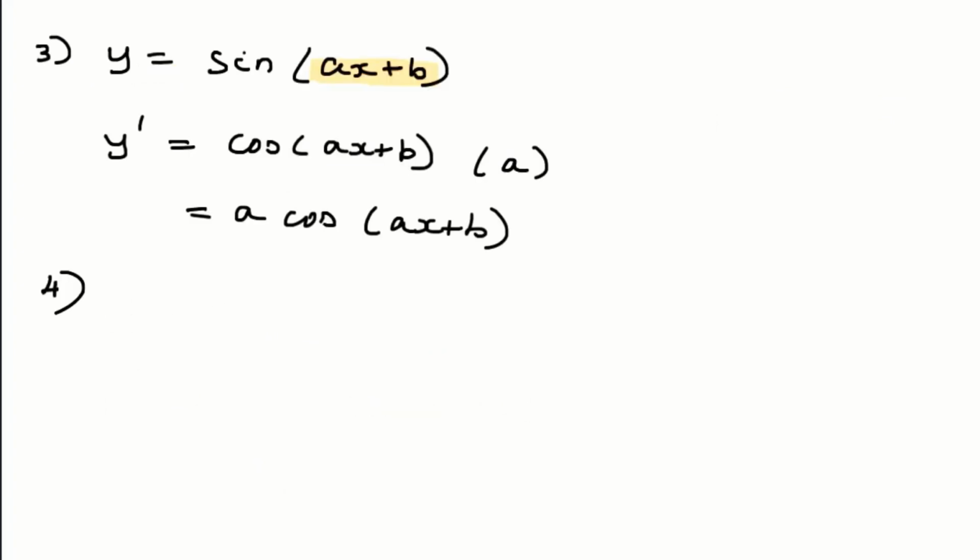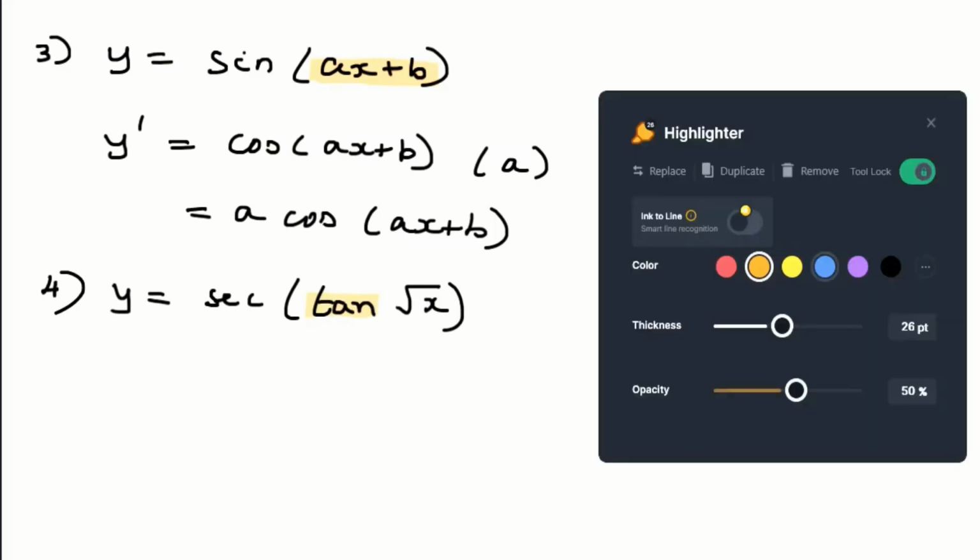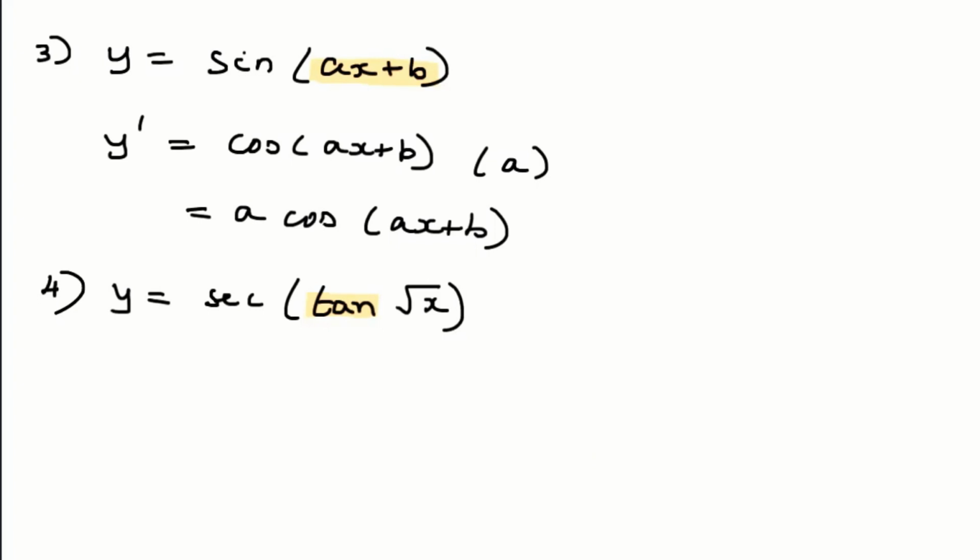Let me move on to the fourth sum. Differentiate y is equal to secant of tan root x. Again you look at this differential of secant. Inside the secant there is tan, and inside the tan we have a root x. Do you understand? So inside the secant it is tan, and inside the tan it is root x.